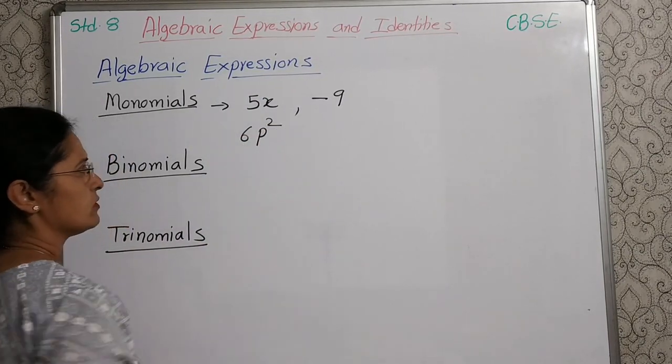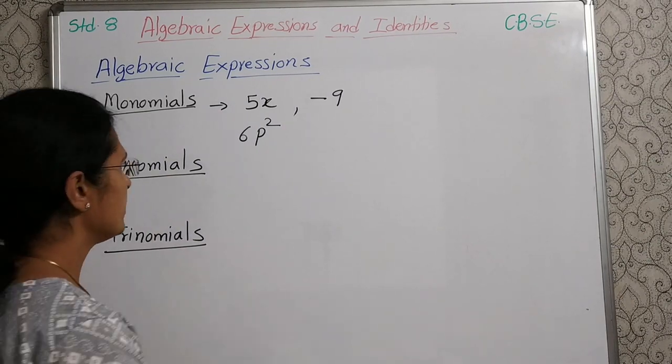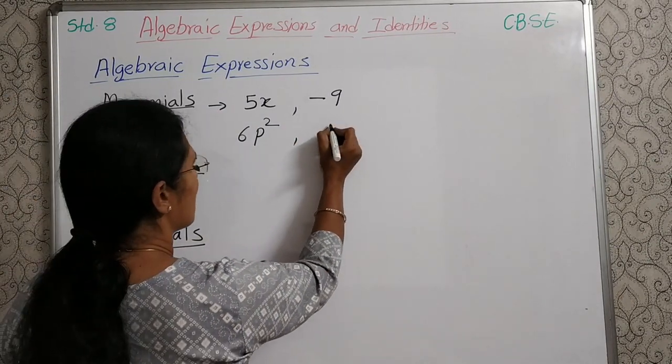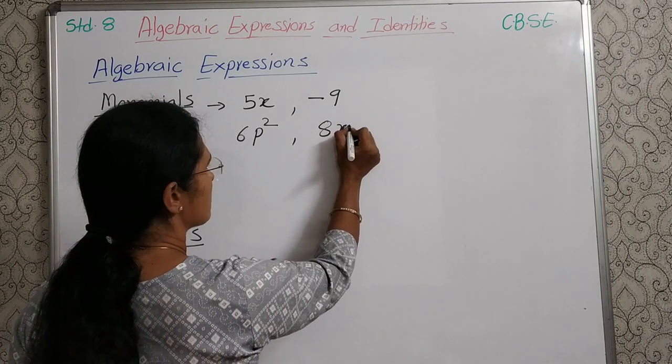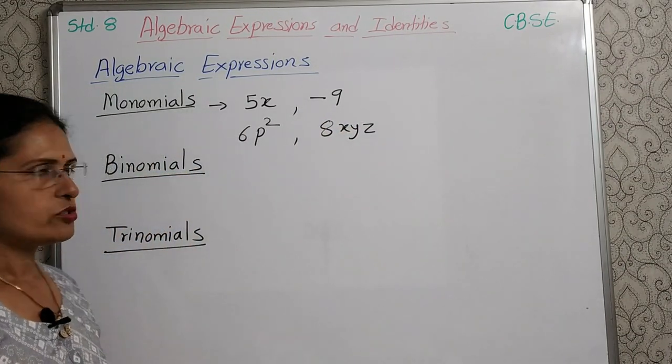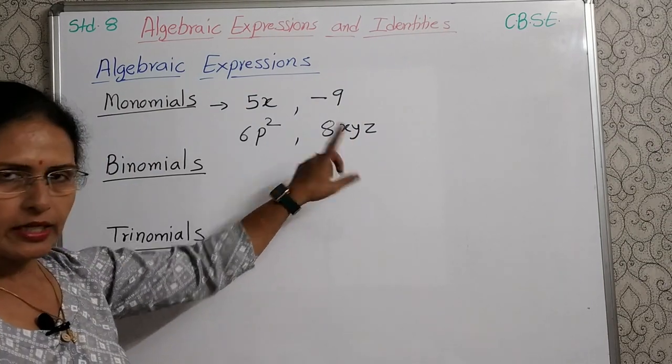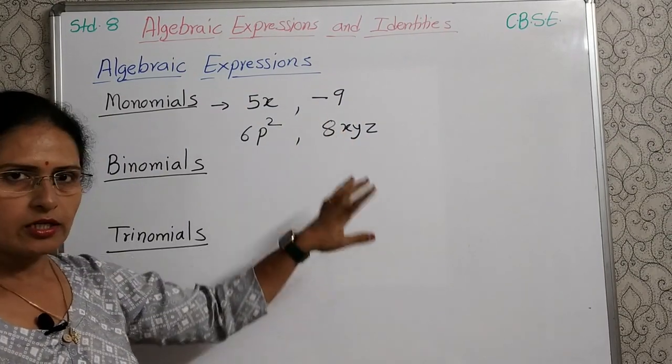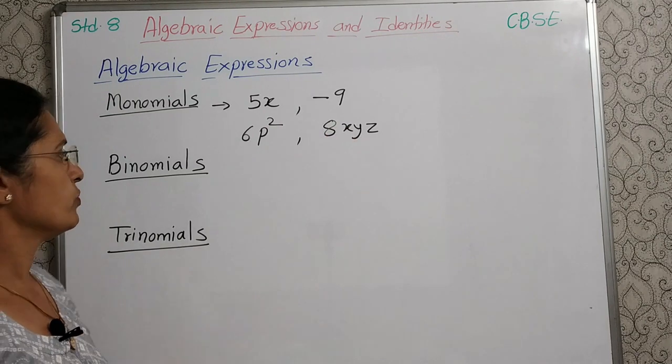6p square, this is also monomial. Then 8xyz, this is also monomial. This is an algebraic expression with a single term, therefore this is monomial.